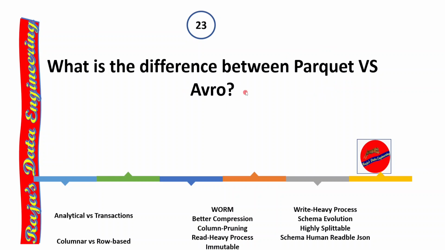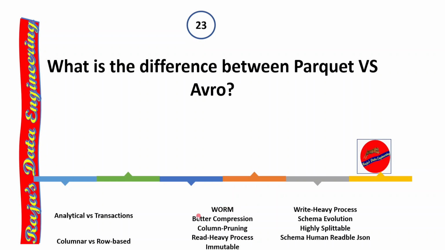Coming to Avro, this is row based, but Parquet is column based. Avro is row based, so that's the reason it is more suitable for editing the data, which means it is more suitable for transactions, which means databases or OLTP related use cases. The format Parquet is columnar, Avro is row based. And Parquet works on the concept of WORM, which means write once, read multiple times.